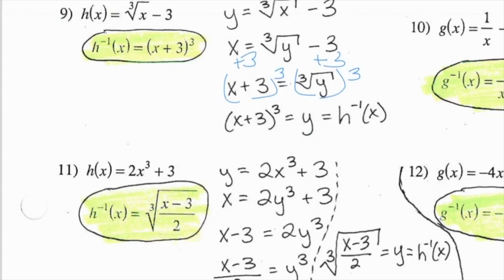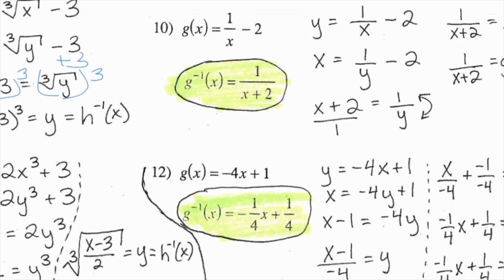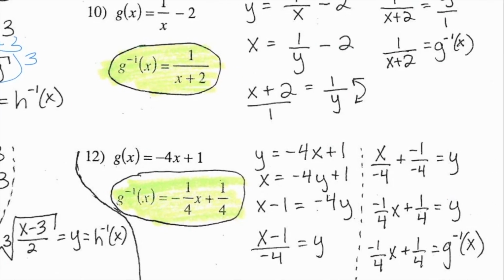Let's look at number 10. Number 10, we are going to again start by plugging y, substituting y in for g of x, and then we're trading the places of these two variables. So once we are taking x equals 1 over y minus 2, first step would be to move this -2 over by adding. And then notice what I did here.